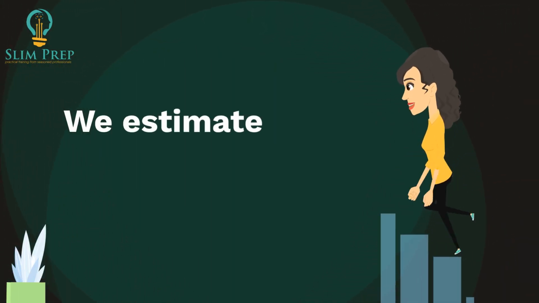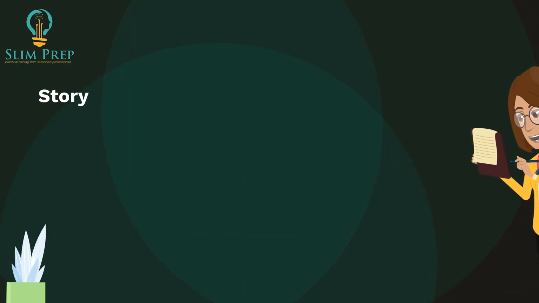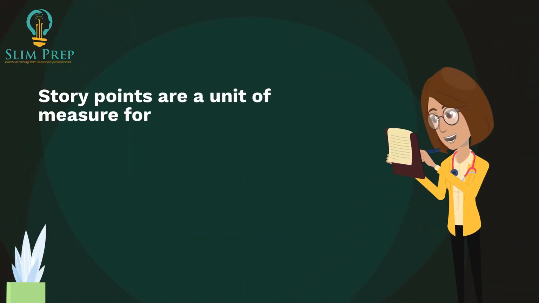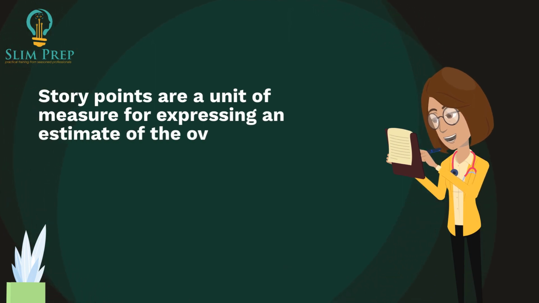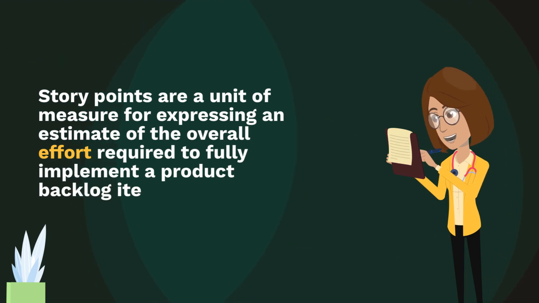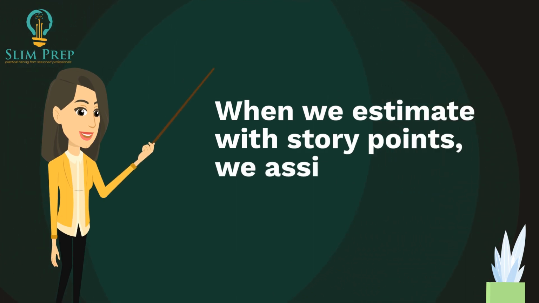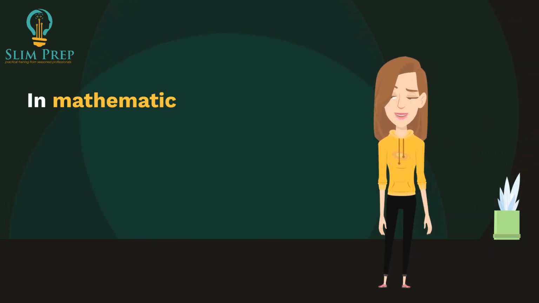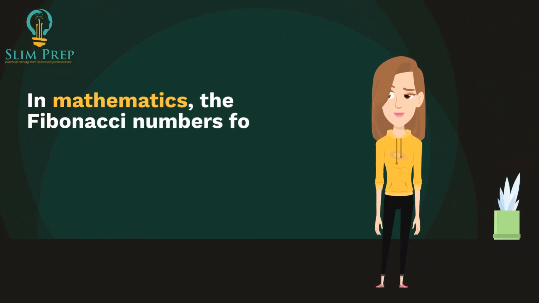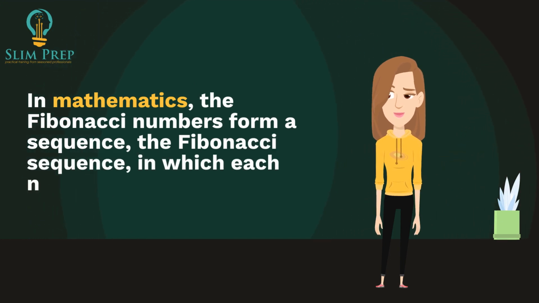We estimate using story points. Story points are a unit of measure for expressing an estimate of the overall effort required to fully implement a product backlog item or any other piece of work. When we estimate with story points, we assign a point value to each item. In mathematics, the Fibonacci numbers form a sequence in which each number is the sum of the two preceding ones.